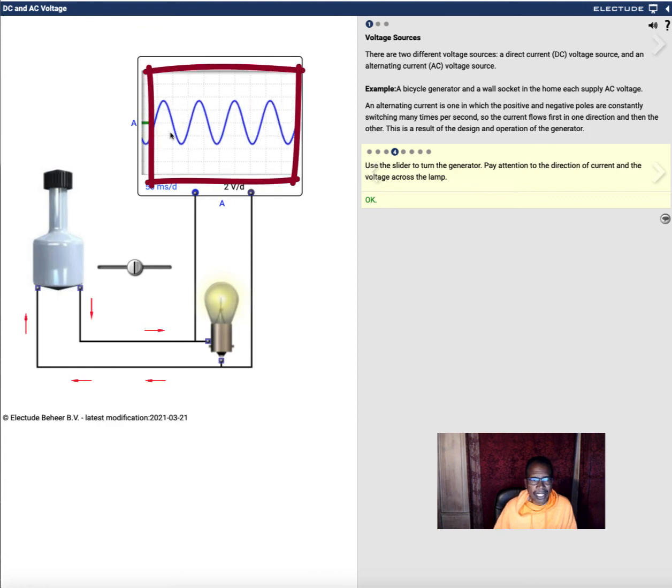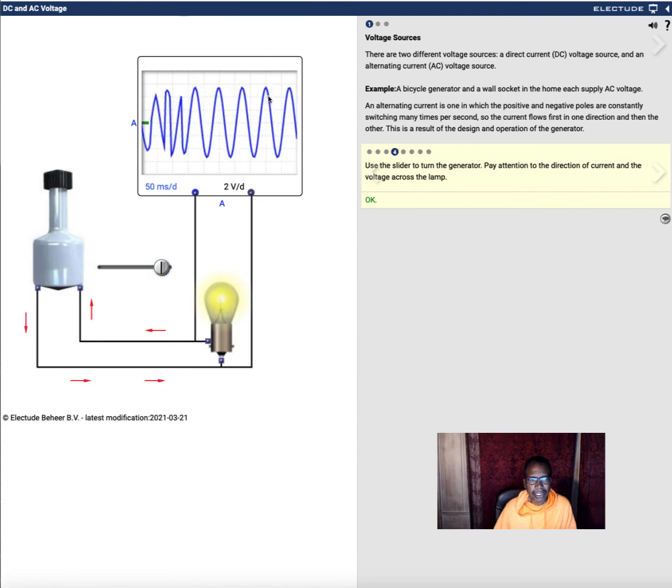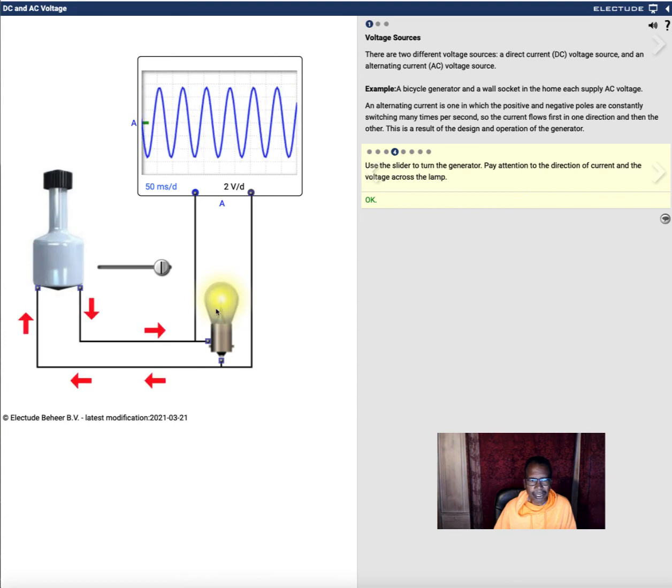And remember, AC is above and below zero. Here's my zero line right here. That's the zero line right there. So going straight across here is zero. This is positive. This is negative. Below the zero line is negative. Above the zero line is positive. You can see how the voltage increases, and the light gets brighter.